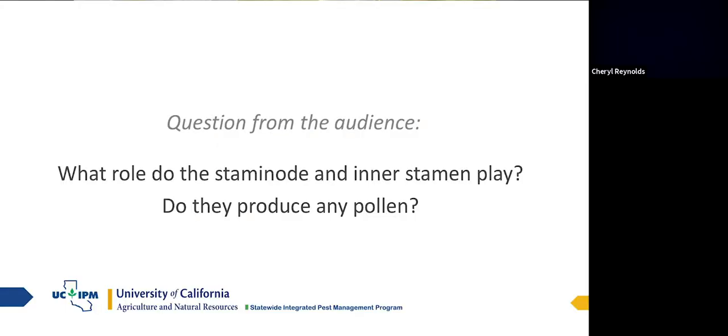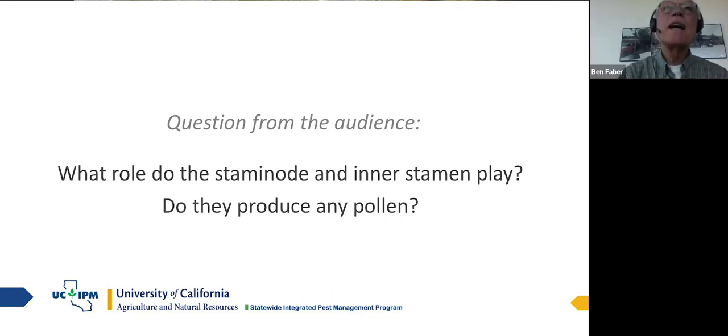And we do have a question that came in while they're answering this one. What role do the staminode and inner stamen play? Do they produce any pollen? You know, they actually produce nectar. Flowers can be male, female, or hermaphrodite, and the staminodes actually are attractive because they have a little bit of nectar, but they're not part of the female portion.